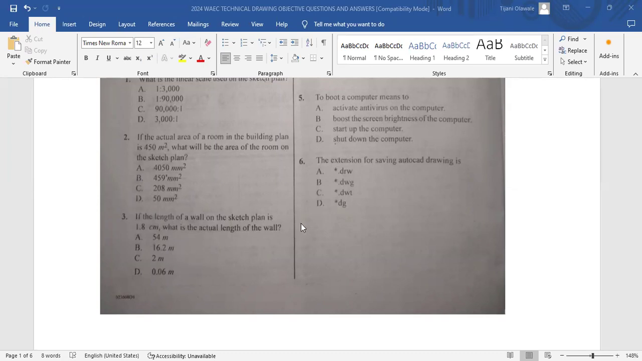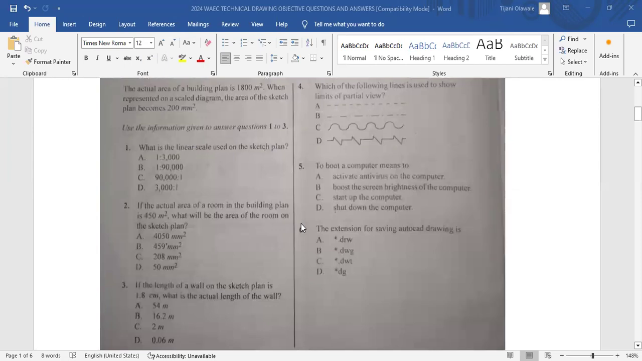All right, let's move on to question 4. Question 4 says, which of the following lines is used to show limit of partial view? The answer is option C. This particular line is used to show limit of partial view, and this type of line is what we call a thin continuous wavy line, which is also used for short break.